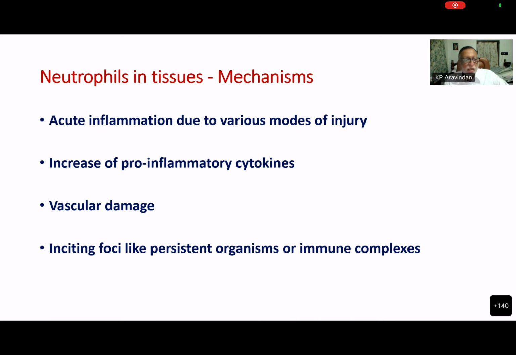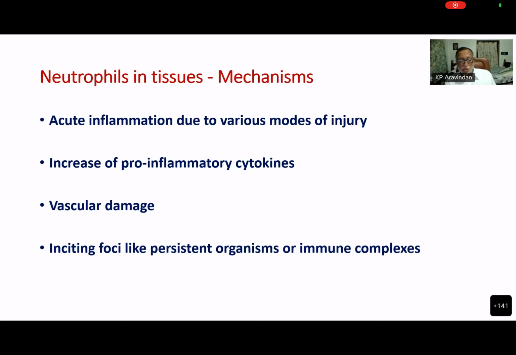and when you find neutrophils, it means that there is an active inflammation. So what are the mechanisms when you find neutrophils in the tissue? It can be acute inflammation due to various modes of injury, abscesses, and many other kinds of things. It may be due to an increase in pro-inflammatory cytokines. It may be even due to neoplasms, various causes. It can be due to vascular damage and leakage of the blood outside, like vasculitis.